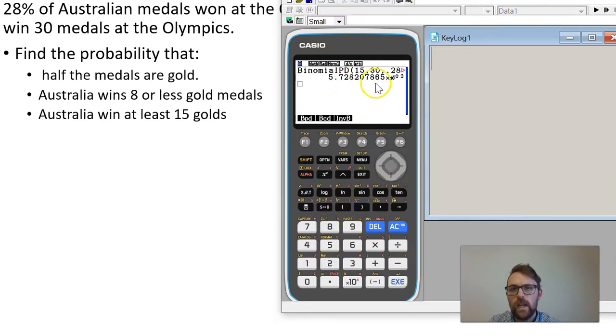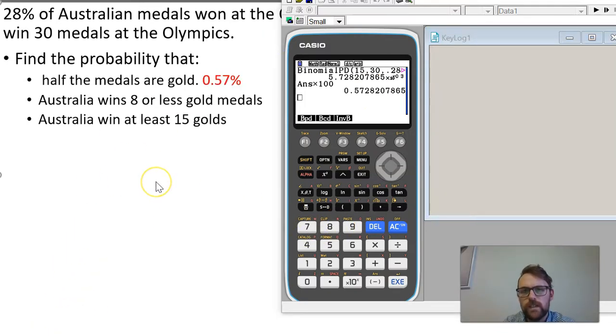All right, so what I get is 5.72 times 10 to the negative 3. If I multiply that by 100, I'll get it in a percentage. So the chance of Australia winning exactly 15 gold medals is 0.6%. Okay, so quite unlikely.